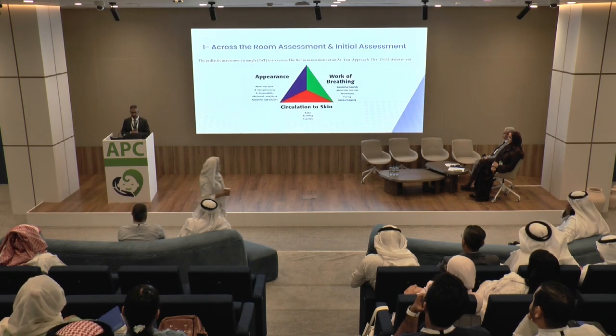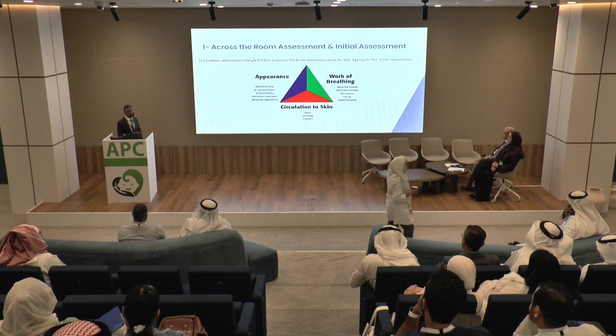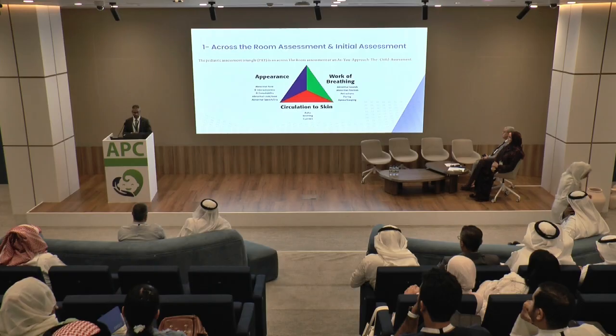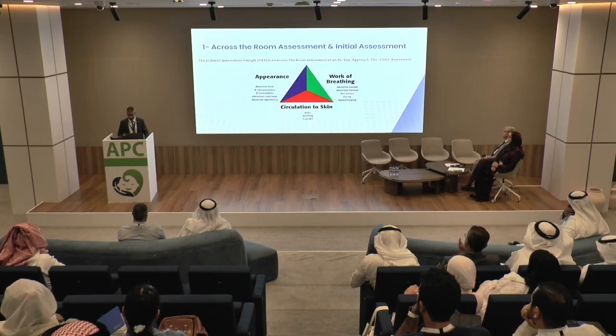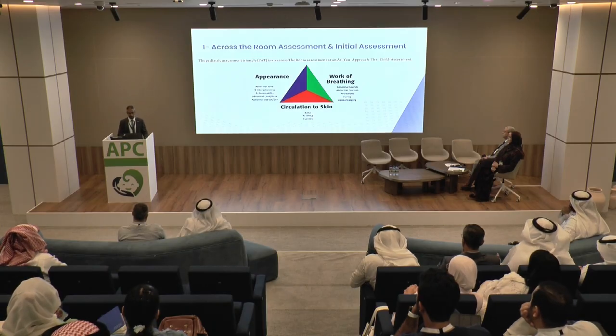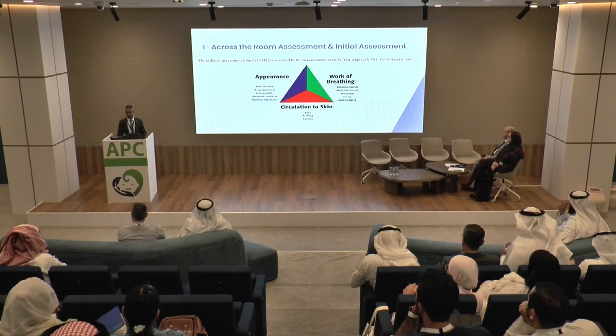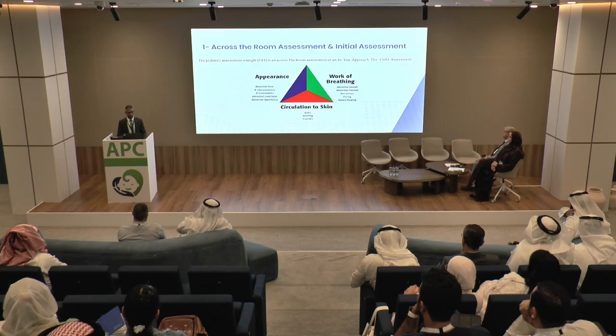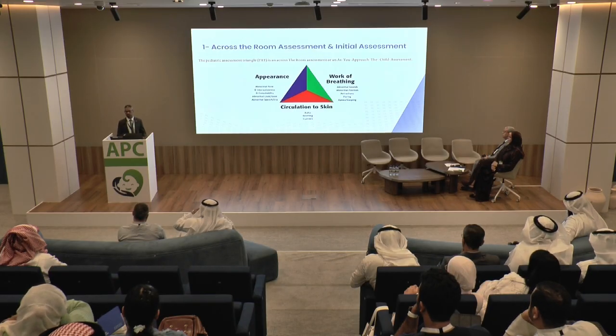For the across-the-room assessment and initial assessment, as we said, we can use the pediatric assessment triangle, PAT, in both. It considers appearance, breathing, and circulation. Any abnormality in one of them, or if absent, like a patient who is unconscious or apneic or cyanotic, means the patient should go with level 1.